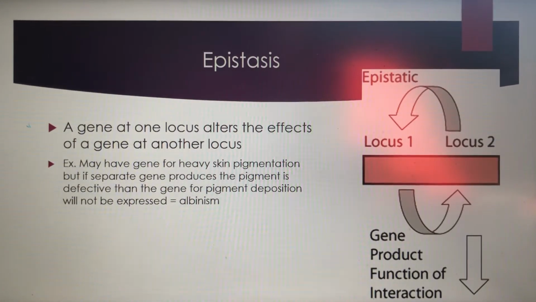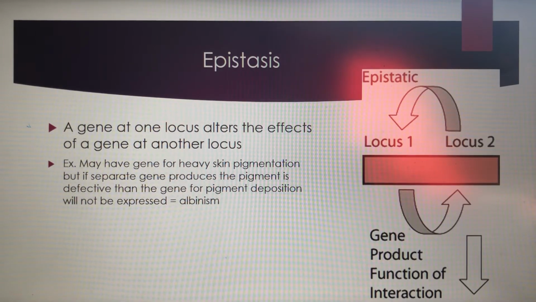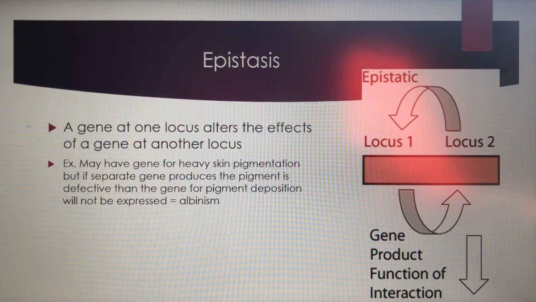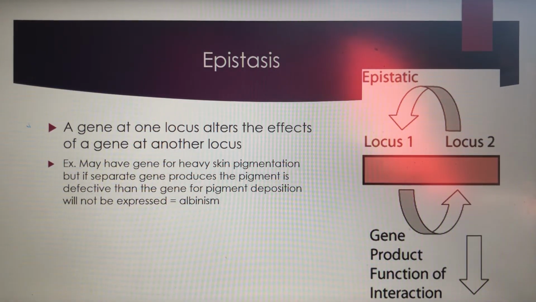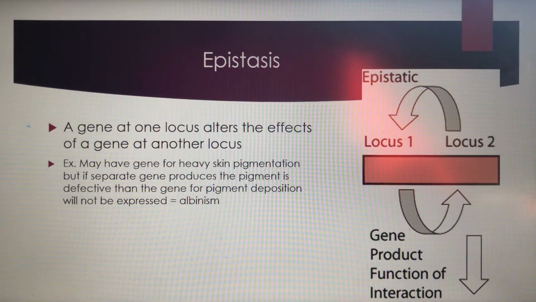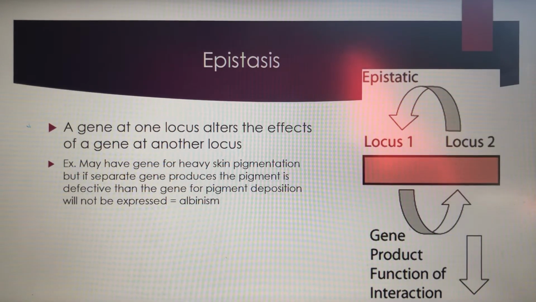Polygenetic inheritance, and for your test, I'm sorry to go back, you just really need to know the definition and maybe how that would look as an example, like the gene for albinism in mice.